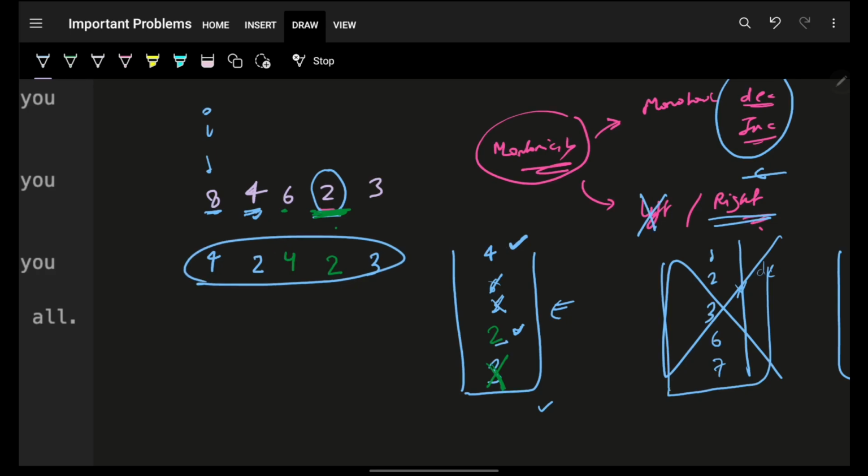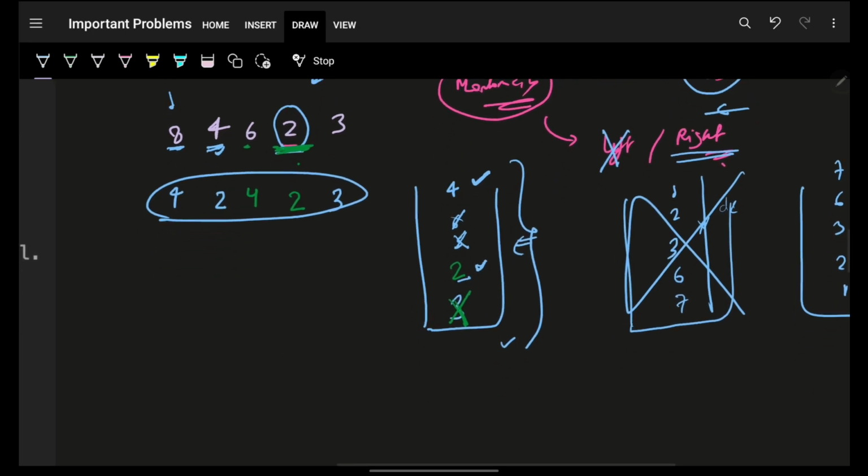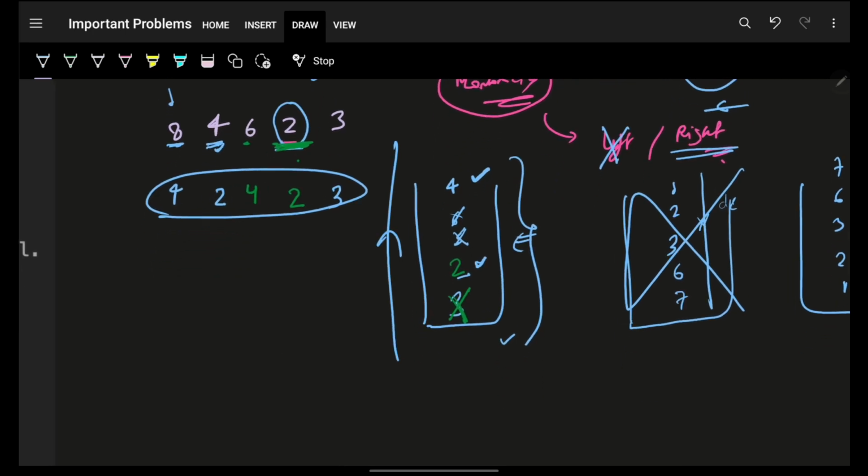Thus, what happened ultimately? What's the complexity? In the worst case, you pushed and removed every element exactly once, which means operations on the stack for every element were happening at max twice. Thus, the time complexity is 2n. That's it. And obviously, you are using a stack. In the worst case, you could put all n elements in it. Thus, the space complexity is O of n also.